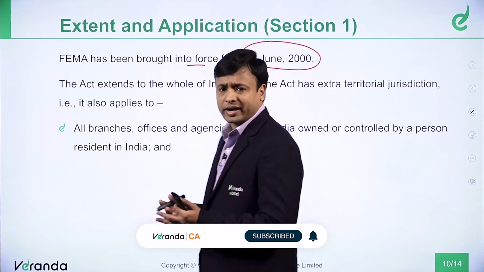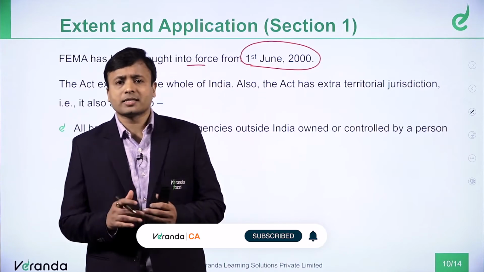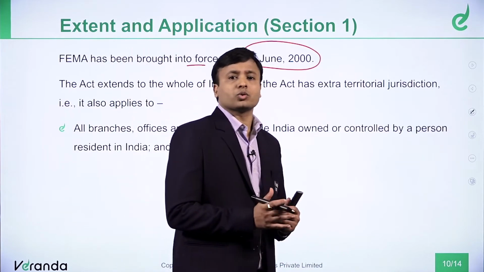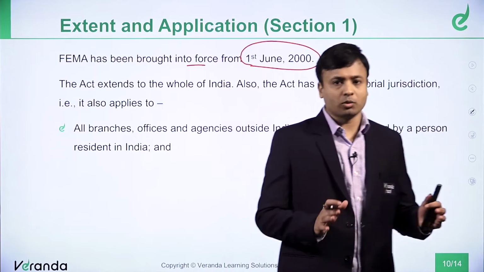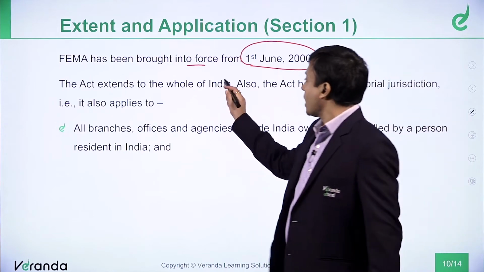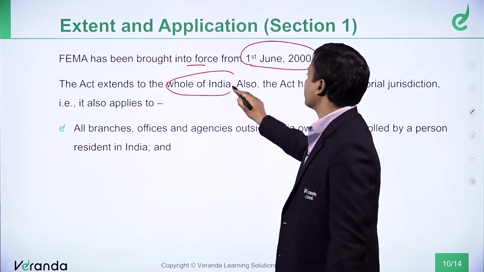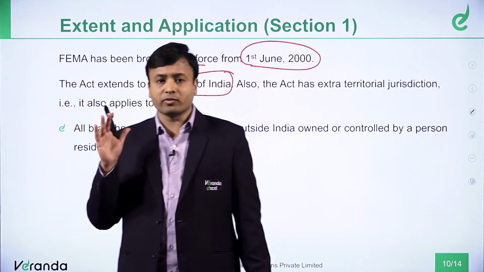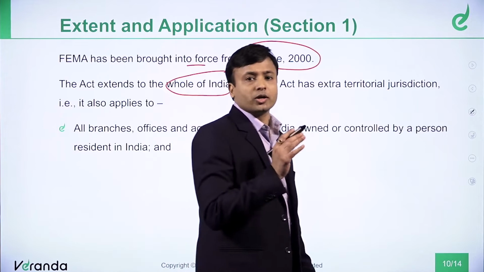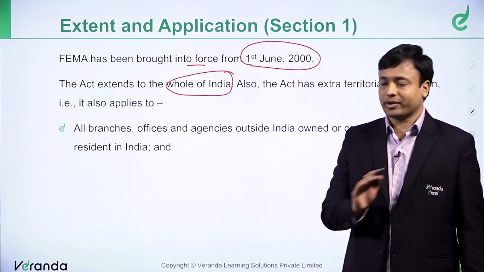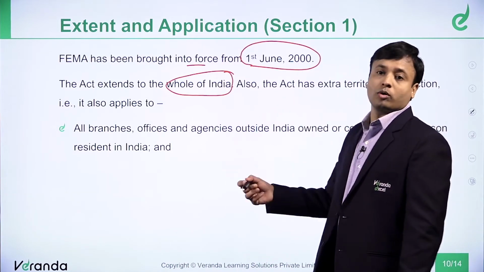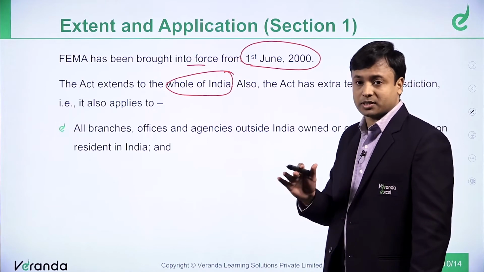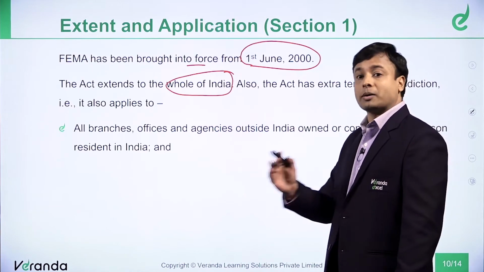As you would have read in some of the other acts, generally some of the acts do not apply to some states like Jammu and Kashmir. However, the act of Fema applies to whole of India. There are no exceptions on account of that. The act applies to each and every state, each and every union territory of India, it applies everywhere.